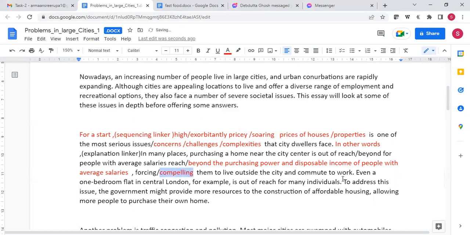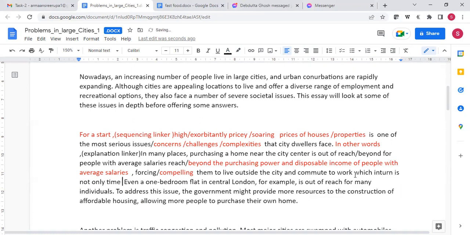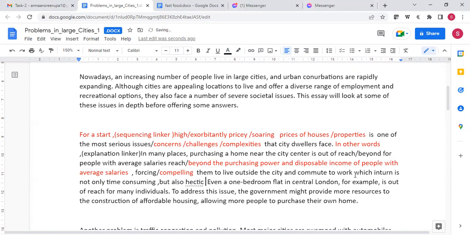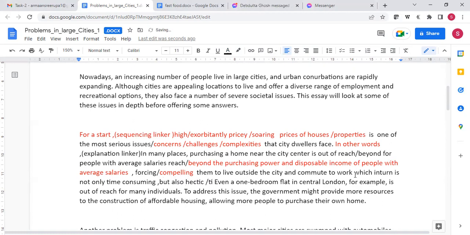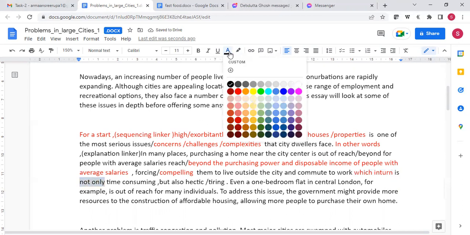You live outside the city and commute to work. Okay? Commute to work, which in turn is not only time consuming, but also hectic, or you can say tiring. Yeah? Got it, right? So see how beautifully I used a different sentence construction, that's not only but also.